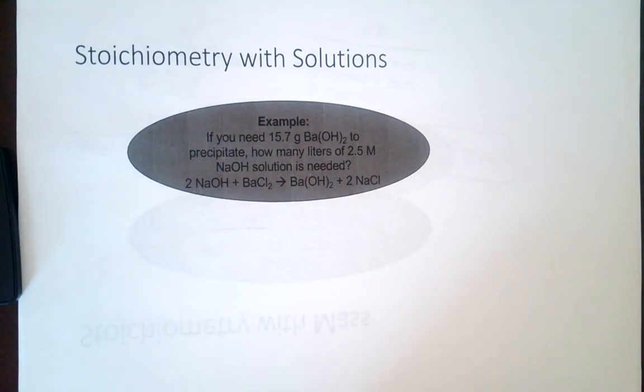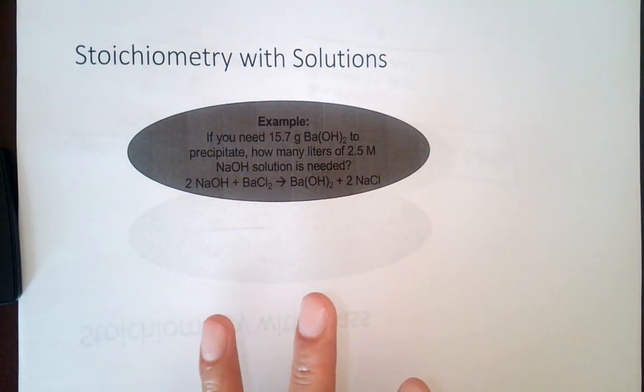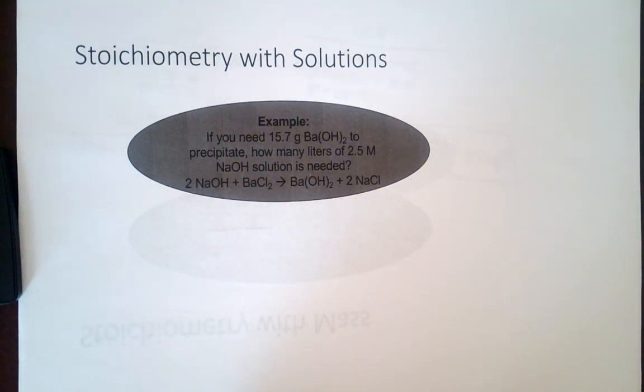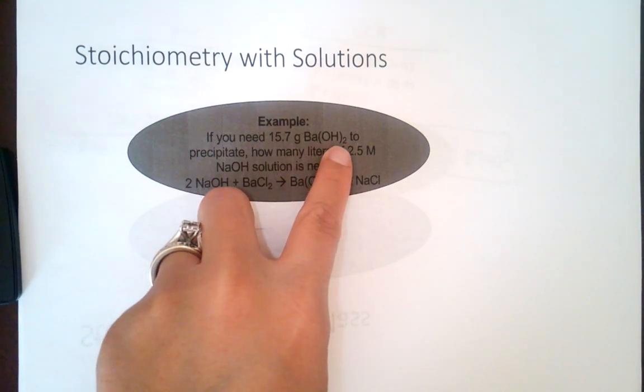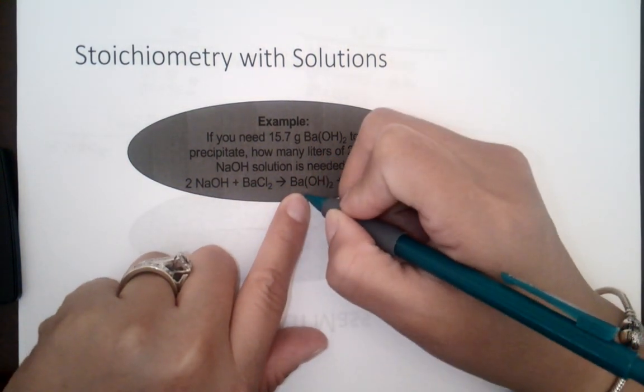All right, so let's take a look at now, like I said before, the molarity is something that's always going to be given. So now in molarity or solution types of problems, you will see two numbers. Don't get freaked out. I'll make sure that you know which one you're going to start with. Always read the question so you know which one you start with. It says, if you need 15.7 grams of BaOH2, so that means that we have 15.7 grams of this.